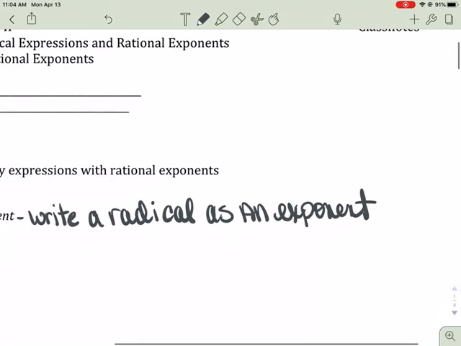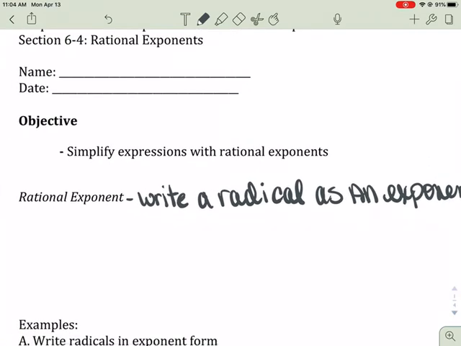Okay, so that's going to help us with multiplying and dividing, because remember we said we can't multiply or divide radicals that aren't the same. So this is going to take care of that, the square root of something divided by the cube root of something. We're going to be able to do that now once we rewrite the radical as an exponent.